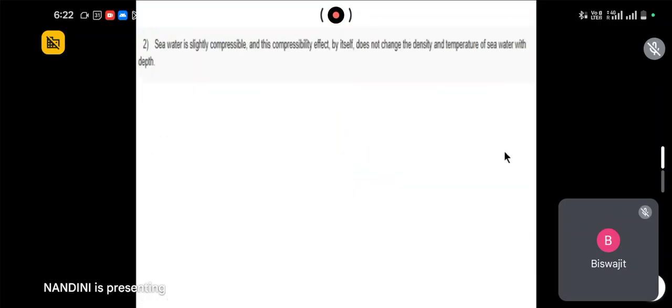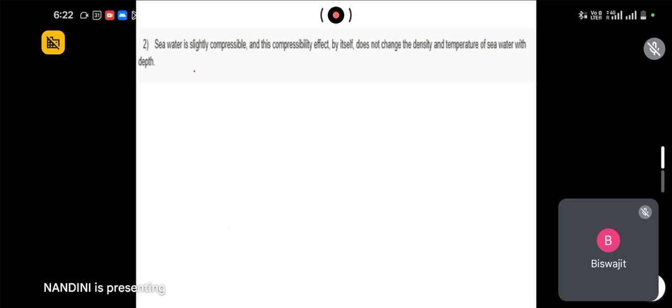Now the next question. Seawater is slightly compressible, and this compressibility effect by itself does not change the density and temperature of seawater with depth. Compressible in the sense that its density changes, or it is possible for it to change in density. So it is said that seawater is slightly compressible, which means its density changes, and this compressibility effect by itself does not change the density and temperature of seawater with depth.